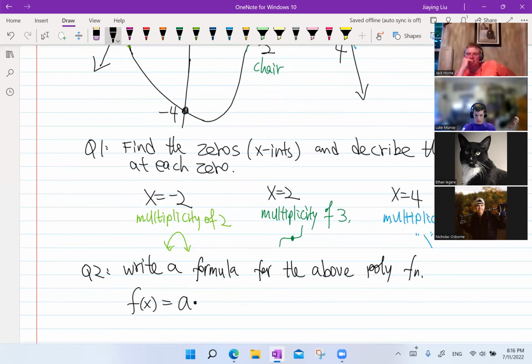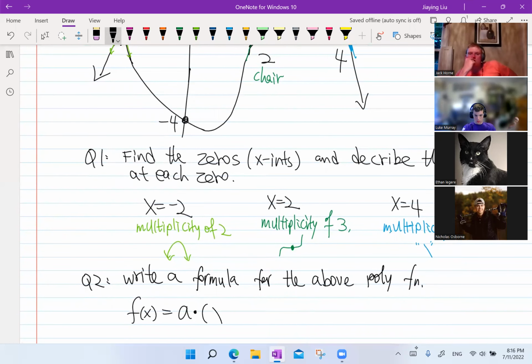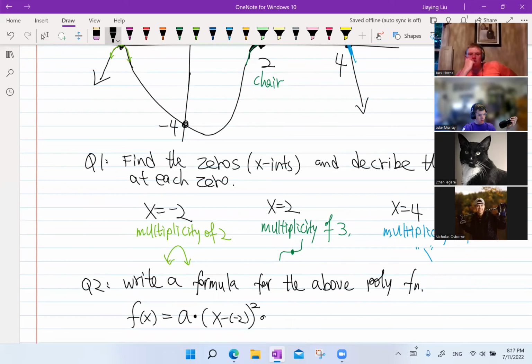So a times the first x-intercept at x equals negative 2, that's going to tell us we're going to have a factor x minus negative 2 in the formula. And we have to figure out what the exponent is for x minus negative 2. That's where the multiplicity comes in. It has a multiplicity of 2, so we're going to have a 2 as an exponent. And then we keep multiplying by the next x-intercept, at x equals 2, so that's going to be x minus 2. And we need a multiplicity of 3, so we're going to have exponent 3 there.